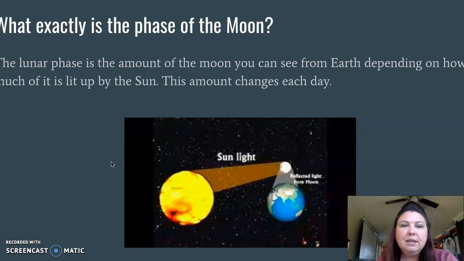What exactly is the phase of the moon? Well, the lunar phase is the amount of moon you can see from the Earth depending on how much of it is lit up by the sun. This amount changes daily. So you see here you have the sun, its light is hitting the moon, that light is being reflected back down to Earth, and that's what you're seeing. So on this side of the Earth, they'll be seeing a full moon.